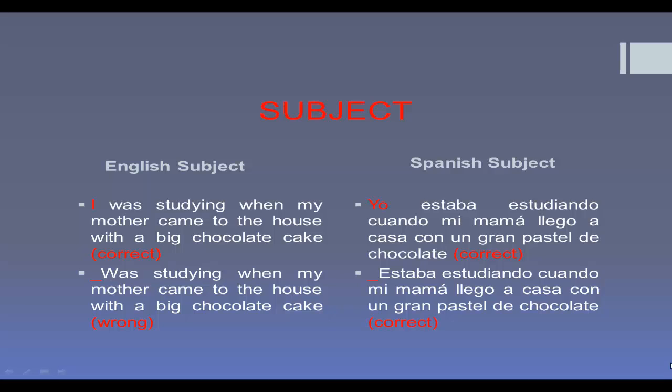Subject. In English, we always have the necessity to put the subject in a sentence. Without a subject, the sentence is not coherent, but in Spanish, we can omit the subject without losing coherence in the sentence. For example, in English, we must say, I was studying when my mother came to the house with a big chocolate cake. And in Spanish, we could say, yo estaba estudiando cuando mi mamá llegó a casa con un gran pastel de chocolate. Or, estaba estudiando cuando mi mamá llegó a casa con un gran pastel de chocolate.